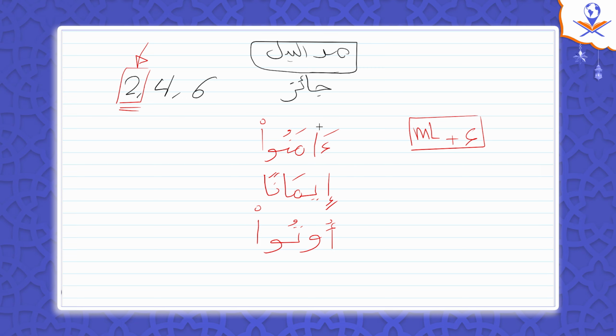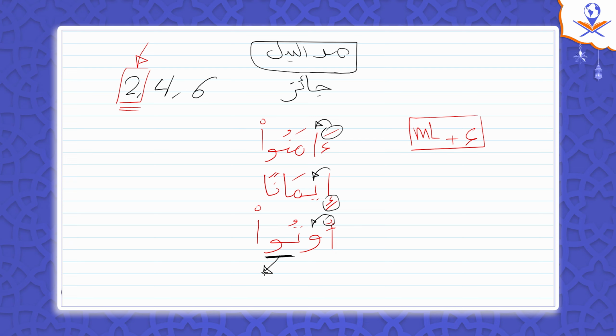Why badal? Because here we have hamza, then a mad letter. Here we have hamza, then a mad letter. Here we have hamza, then a mad letter. We agreed alif has to be preceded by fatha, so this hamza has a fatha, and this hamza has a kasra because of this letter, which is ya, and this hamza has a dhamma because of this letter, which is waw.